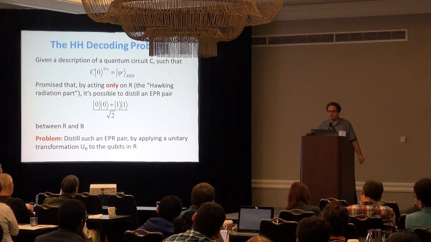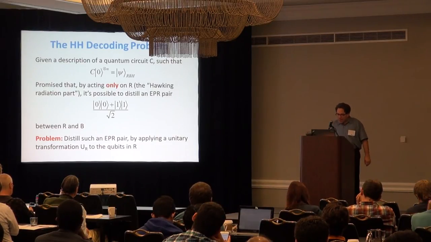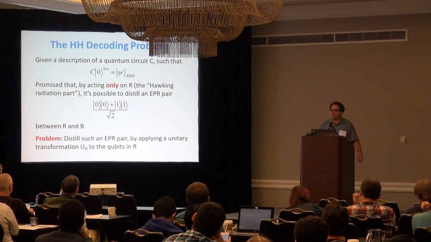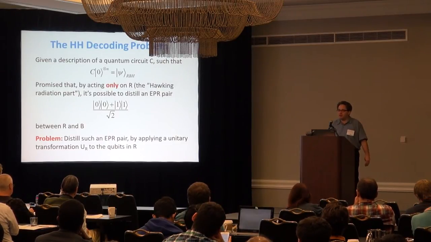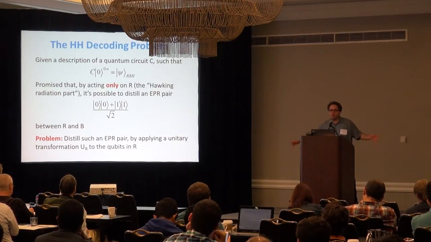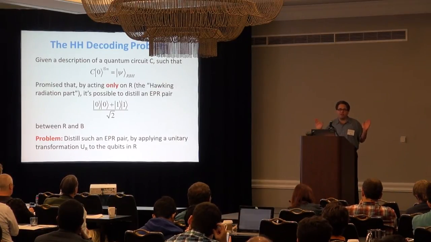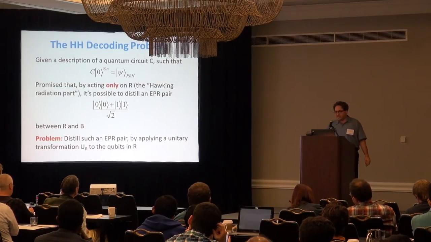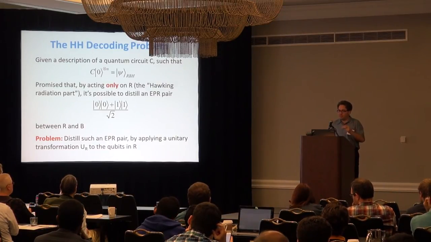And again, I'm going to treat B as being just a single qubit here. Now the task is going to be to actually distill such an EPR pair by acting only on R. So you have to apply some unitary U sub R that puts, let's say, the last qubit of R into an EPR pair with B.